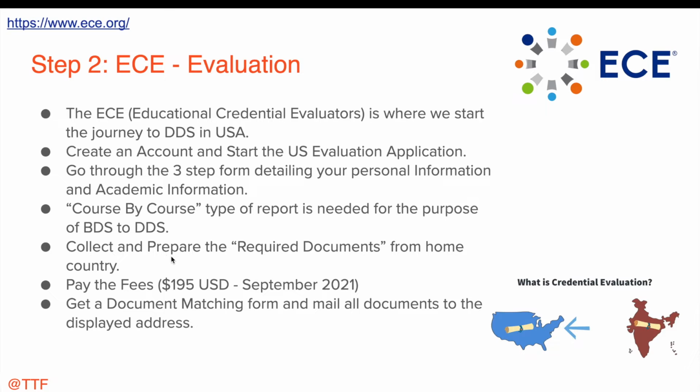Then you collect and prepare the required documents from the home country. This list is also provided. We'll take a look at it in just a second. Then we pay the fees, which is $195 US as of September 2021. Then once all of that is done, we're going to get a document matching form in the email. It's a checklist basically. We attach that with your reference number to all the required documents, and then we mail the documents to the displayed address. So what do I mean by that? Let me go show you.